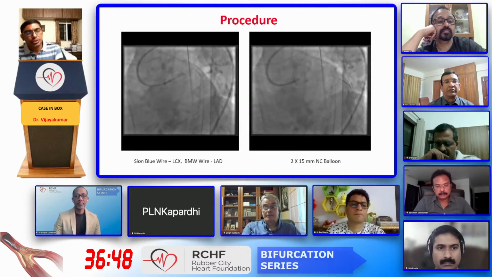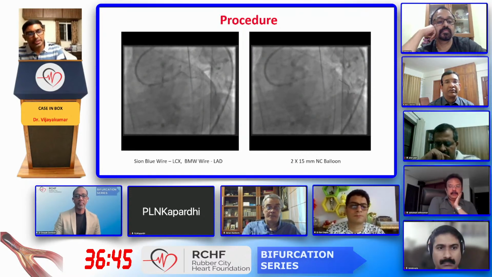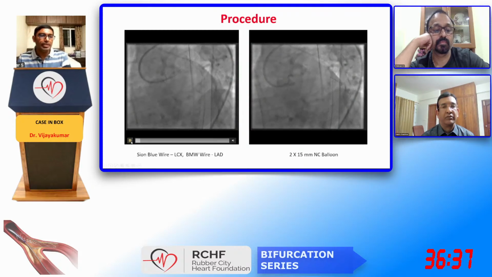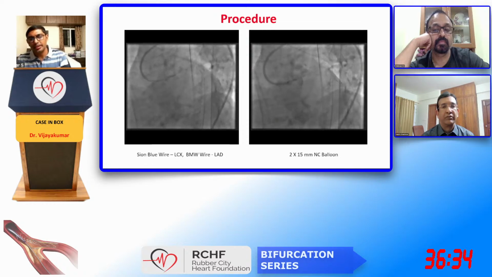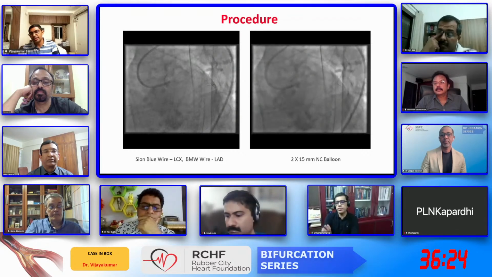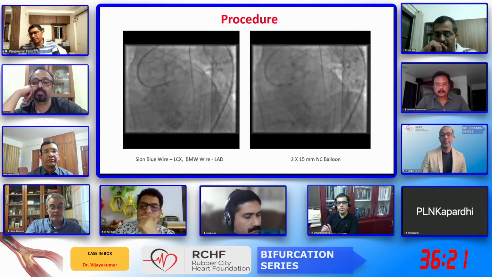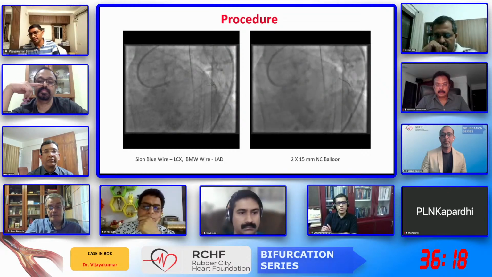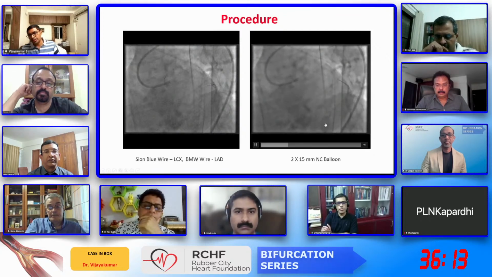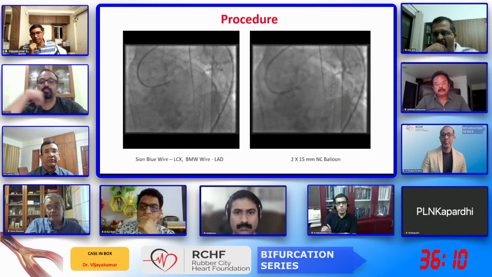We used 2 wires as in any bifurcation. LAD was wired with a BMW guide wire, and for LCX we used cyan blue. We thought it would be a little difficult to wire, but reasonably easily it went in with the cyan blue wire. We used a 2.0 by 15 NC balloon and dilated the side branch. The balloon again went in easily. I'm not sure whether you're able to appreciate the dilatation on the screen. We dilated to about 18 to 20 atmospheres with a 2 millimeter balloon.